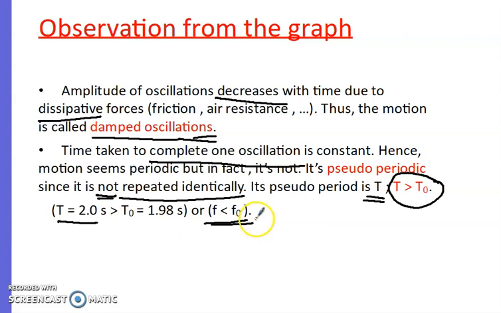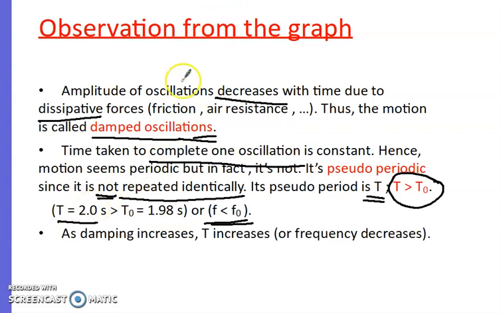Now you may ask, what's the difference between T and T0? T0 is called the theoretical period, meaning the natural period, the period of oscillations when we neglect all types of friction, where the mechanical energy of the pendulum is conserved, while T, the pseudo-period, is the period of oscillation in the presence of friction. Clear? That's the difference.